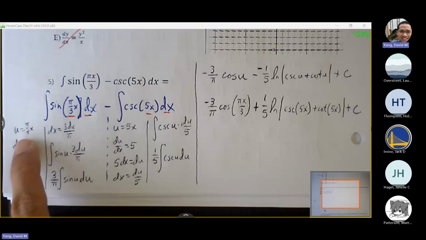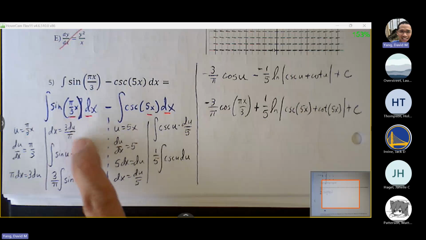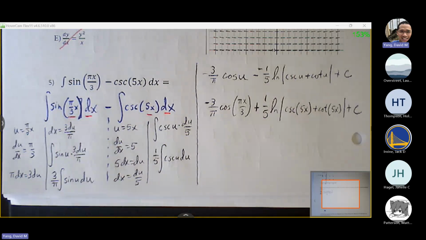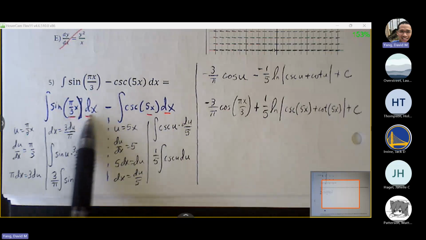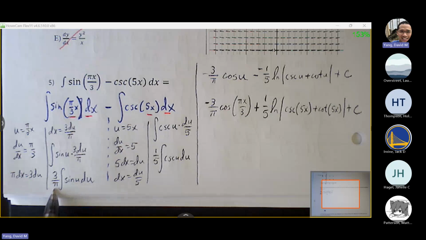So this u value is pi over 3 x. Derivative is pi over 3, cross multiply, solve for dx, I get 3 over pi. And so if I replace my x with u, I have sine of u times 3 du over pi. There's a coefficient of 3 over pi. And I know that I have to include this as part of my antiderivative. Okay, we'll come back to that.